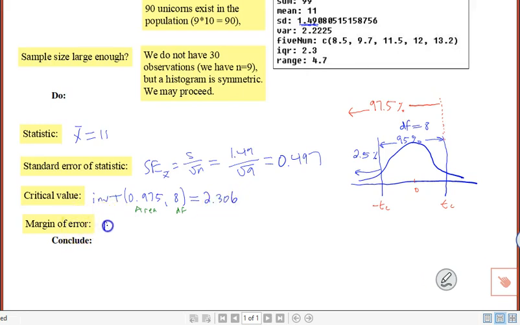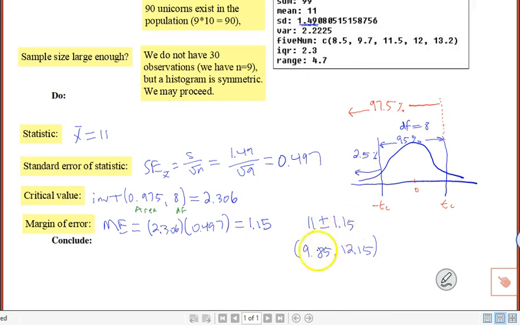So the margin of error is as simple as putting together 2.306 standard errors, 0.497. We get about 1.15 inches. So putting this all together, our confidence interval is the statistic, 11, plus or minus our margin of error, 1.15. And we can write it as an interval. If you subtract 1.15, you get 9.85. If you take 11 and add 1.15, you get 12.15.